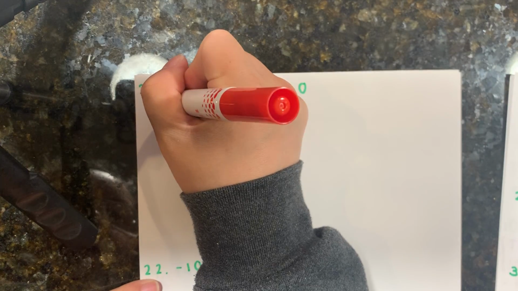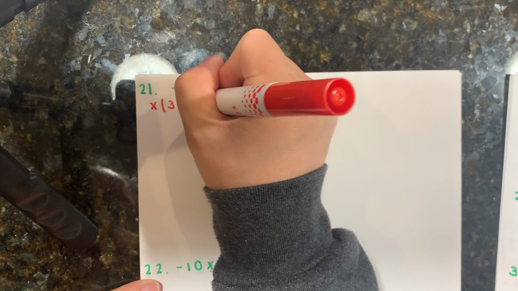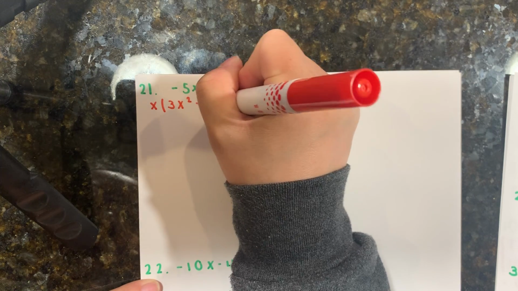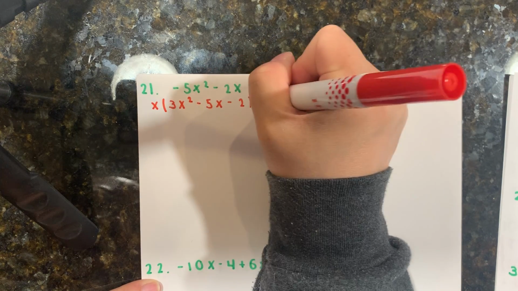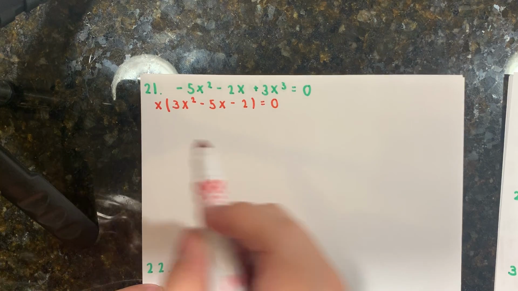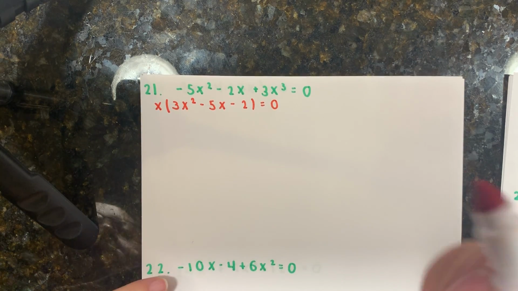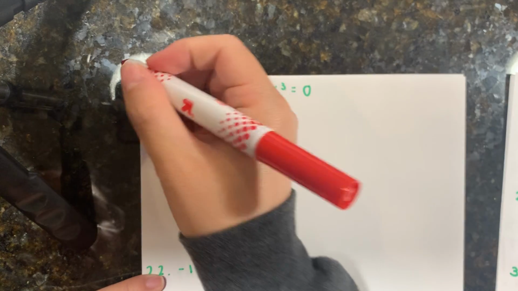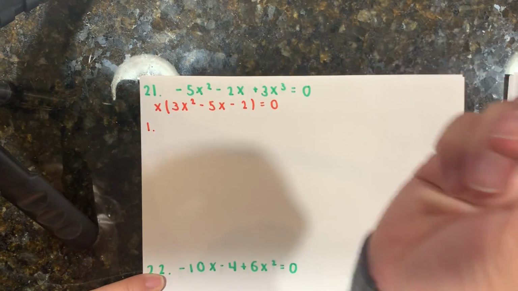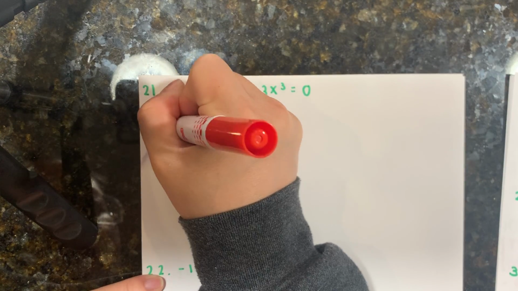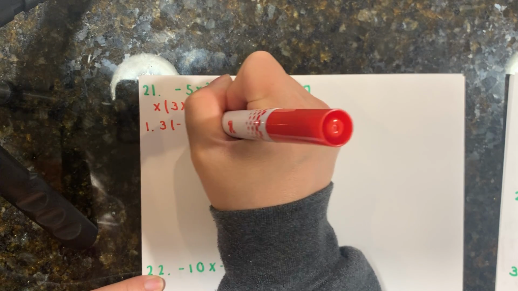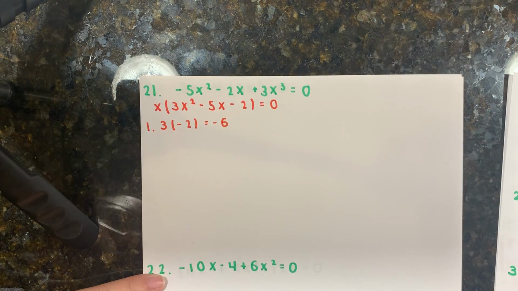So this would become 3x squared minus 5x minus 2 equals 0. So you have to notice if there's anything you can factor out of the equation first. Now you're going to multiply the first term times the last term. Step 1. So that would be 3 times negative 2 gives us negative 6.